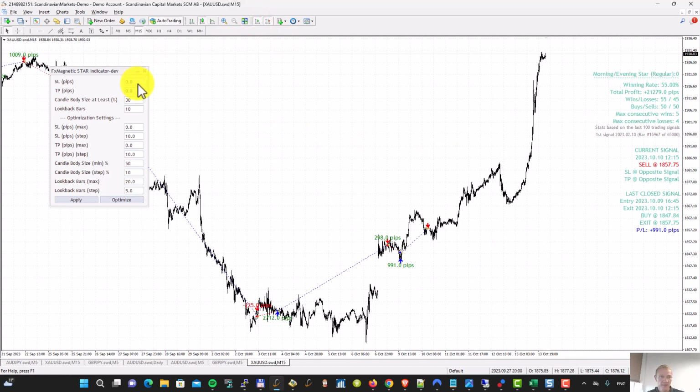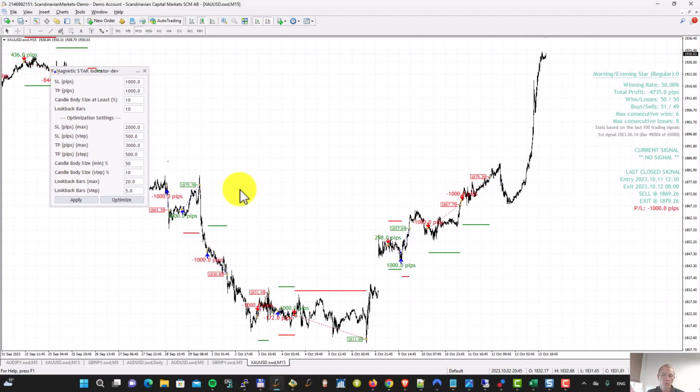So let me set this for fine tuning, and we will start a fine tuning. Okay, so we begin fine tuning with these settings: 1,000 pips stop loss and take profit, body size at least 10, look back bars 10, and this will go until stop loss and take profit 2,000 and 3,000 accordingly, and so on, as you can see in the settings. So right now the stats are really bad, and it's a good thing when you see bad stats. It's like, okay, those are the settings I want to avoid. I don't want to use that.